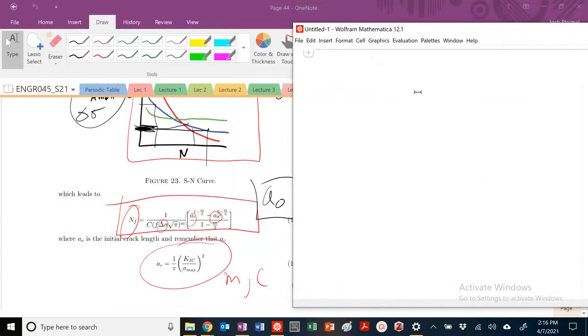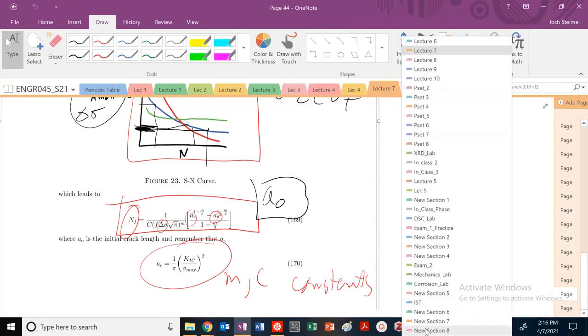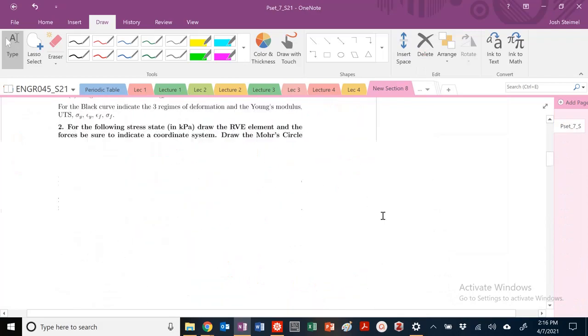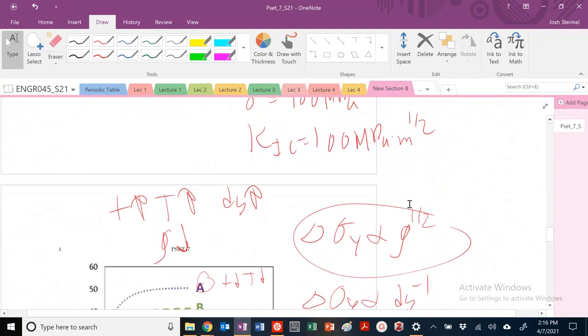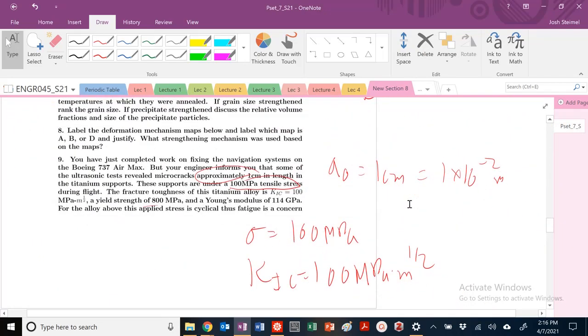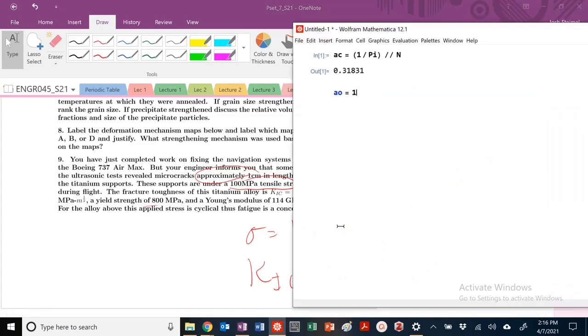So let's just try this one more time. My a sub c is going to be equal to, as you saw, 1 over pi for this problem. So let's look at that numerically. So that's my a sub c. We also had my a sub naught equal to, I think, 1 centimeter. Let's double check. Where are my microcracks? Yes, 1 centimeter. So my a sub naught is equal to 1 times 10 to the minus 2.